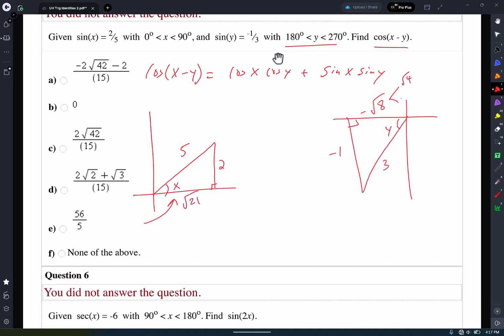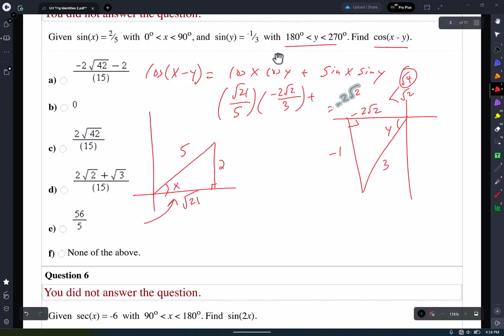That's square root of 4 times square root of 2, and the square root of 4 is 2. So this is negative 2 square root of 2. So let me erase the square root of 8 and put negative 2 square root of 2. All right, we're ready. Here we go. Cosine x, I go to the x: square root of 21 over 5. Cosine y, I go to the y: negative 2 square root of 2 over 3.